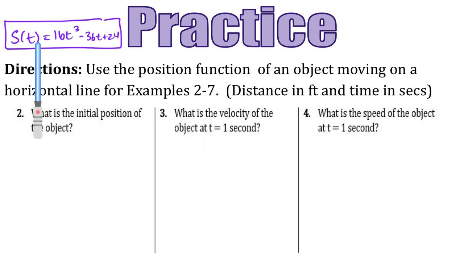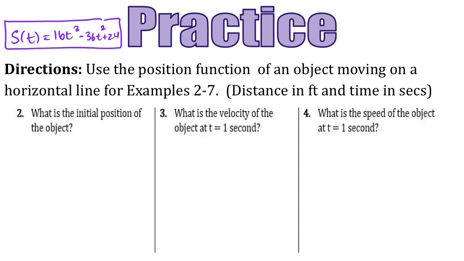So the position function is 16t^3 minus 36t^2 plus 24. There should be a squared sign there. So go ahead and pause the video and read through 2, 3, and 4 and see if you can answer any of those questions on your own, and then unpause the video and see what you got.